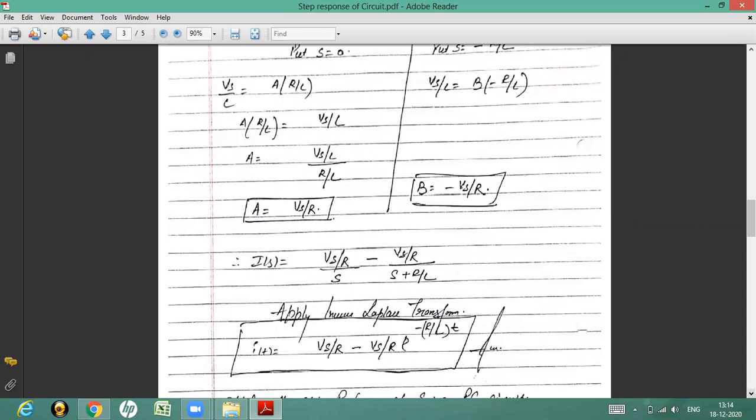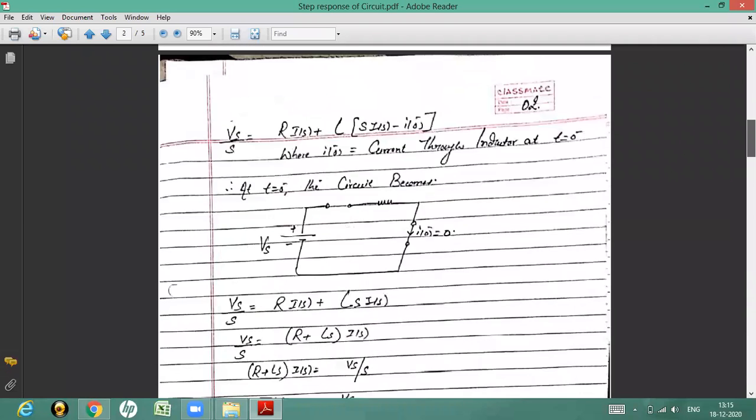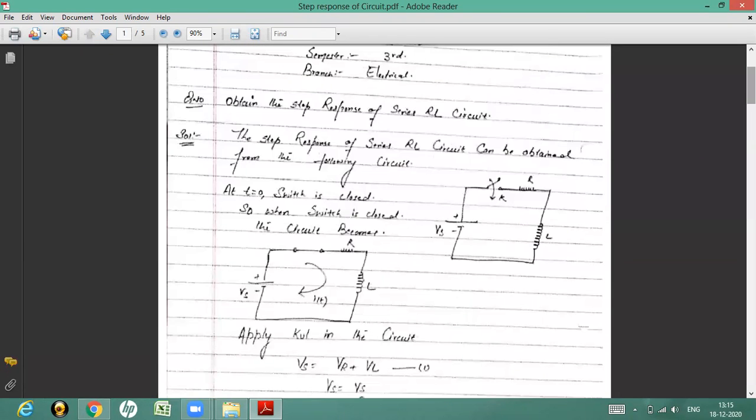So anybody having any doubt? Yeah, anybody having any doubt? No, sir. It is understood to all. That is how we can calculate the value of the step response of series RL circuit. Has everybody understood?